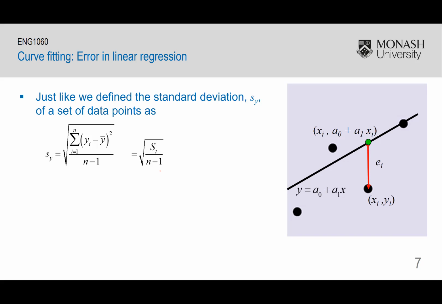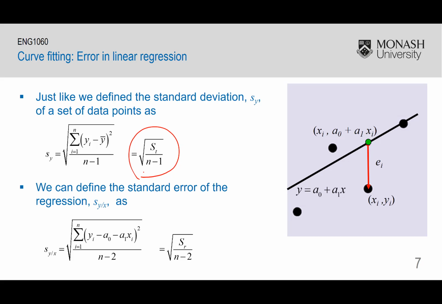Just like we defined a standard deviation, Sy, of the set of data points, which is just equal to the sum of the square of the residuals divided by n minus 1, take the square root of that entire thing, we can also define a standard error of our regression. We call that Sy/x, and it's given by this formula here, which is more simply written as the sum of the square of the residuals between the data points and the fitted line divided by n minus 2, taking the square root of that entire thing. Now, don't ask me why n minus 1 here and n minus 2 here. That's buried deep in these statistics.